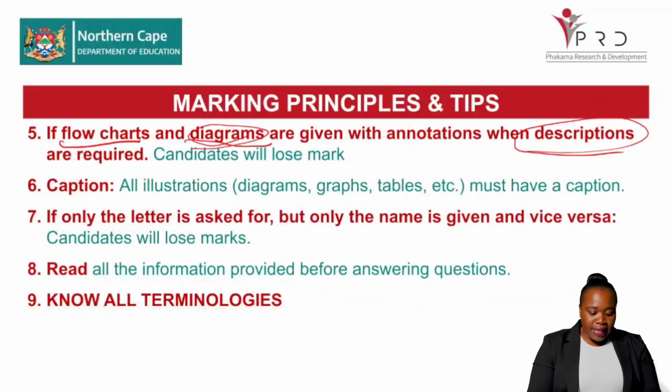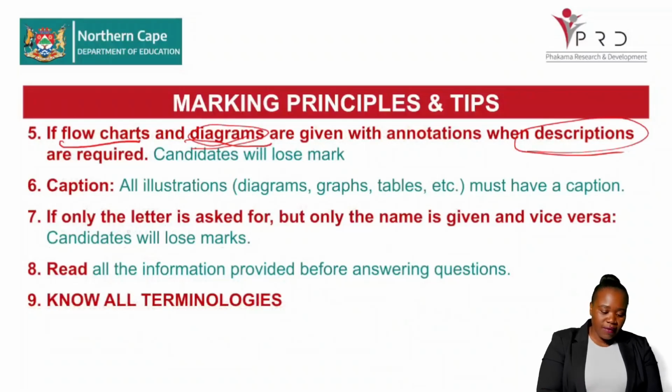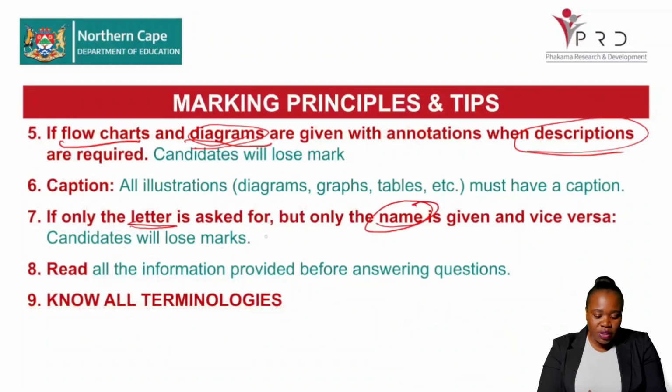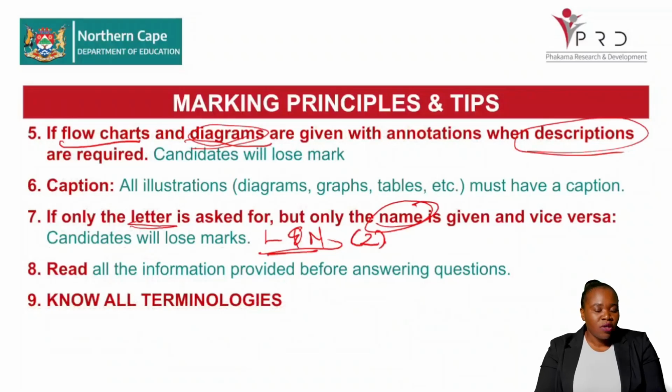If only a letter is asked for, but only the name is given, and vice versa, candidates will lose a mark. Here, if it says give the letter, you give the letter. If you don't know the letter, but you know the name, you will not get the mark. So it goes back to learning your structures, knowing how to identify them, and knowing how to name them. And if you give the letter instead of the name, again, you are going to lose those marks. You must be careful. Some questions would say give the letter and name, meaning that this would be a 2-mark question. Make sure you give both so that you do not lose those marks.